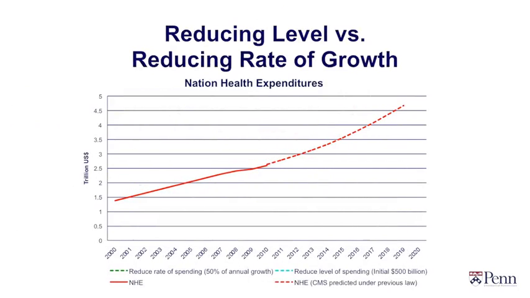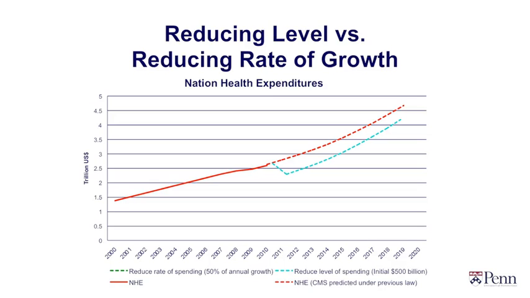It's important to distinguish two types of cost control. One is to reduce the level of spending. That is to take money out of the system, to go from $2.97 trillion to say $2.9 trillion. That's a whack. But reducing the level of spending, as you can see here in the light green line, does not change the rate of growth.